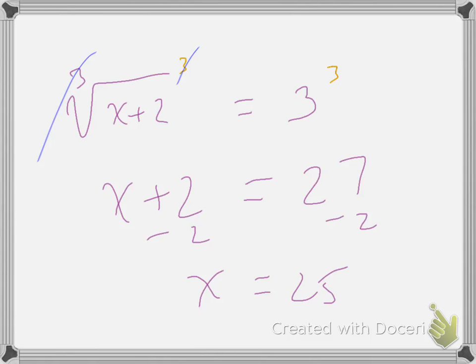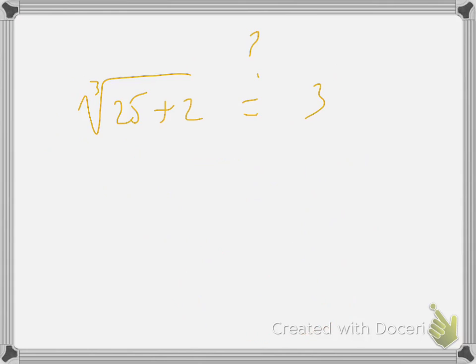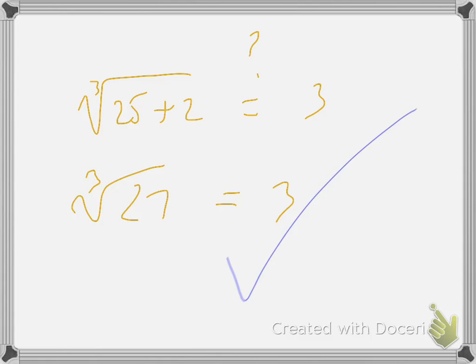Does that work? Is that true? So you put your 25 in the x spot, then yes, 25 plus 2 is 27. Cube root of 27 is indeed 3. Check it out.